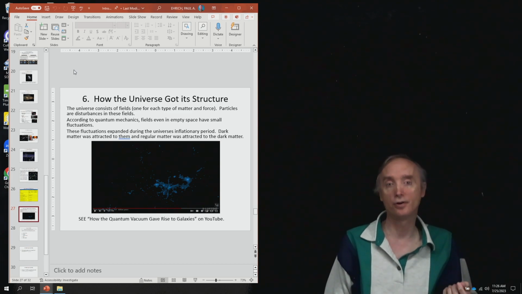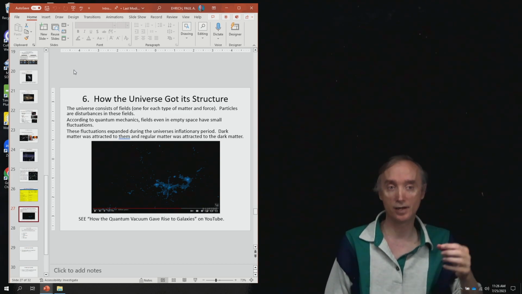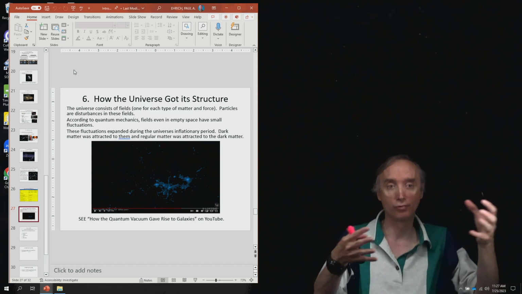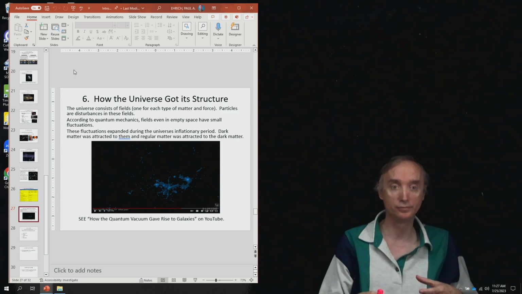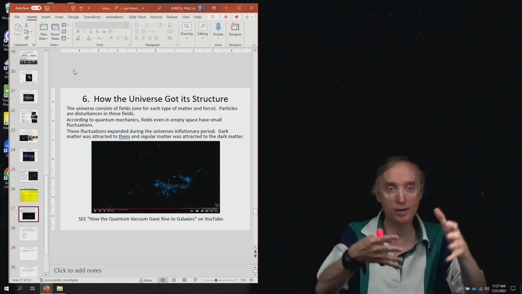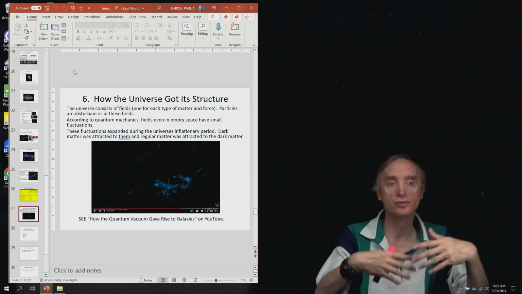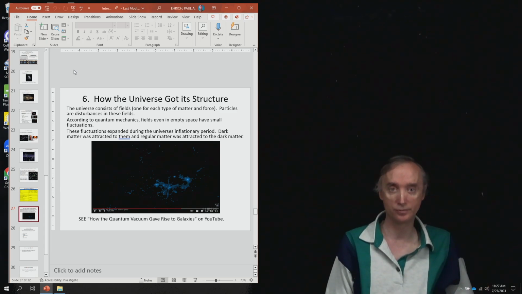And then later, those areas where it was higher in density collected dark matter, which has mass and gravity, and that in turn collected regular matter on top of it. As that matter congregated, it started to trigger star formation. And so that's the reason why you have this kind of bubbly appearance to the universe.